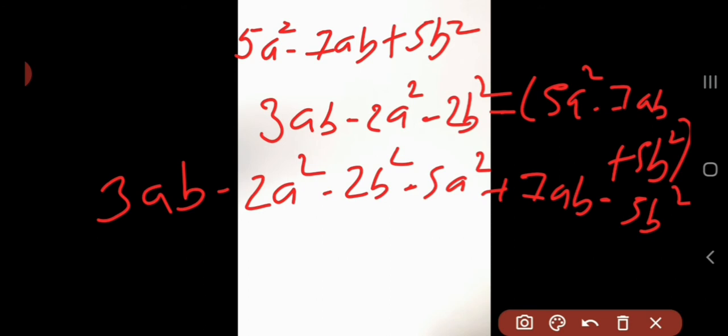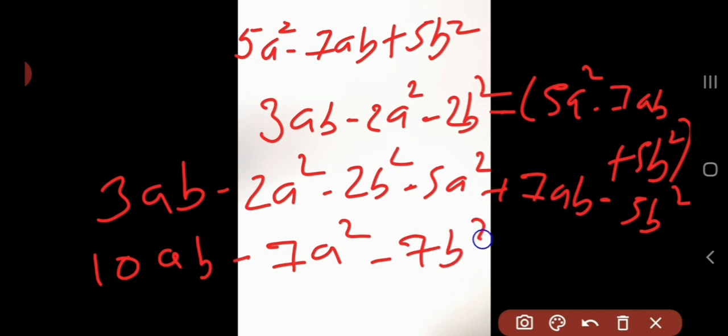You have to pass the like terms. 3ab and 7ab become 10ab. Now minus 2a square minus 5a square becomes minus 7a square. Then minus minus becomes minus 7b square. This is how you have to solve the whole question.